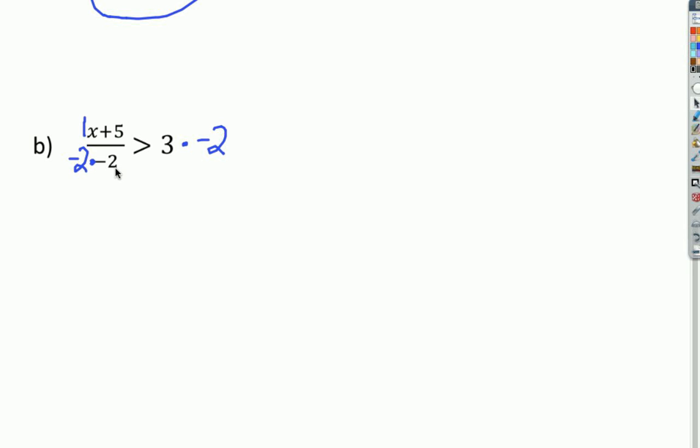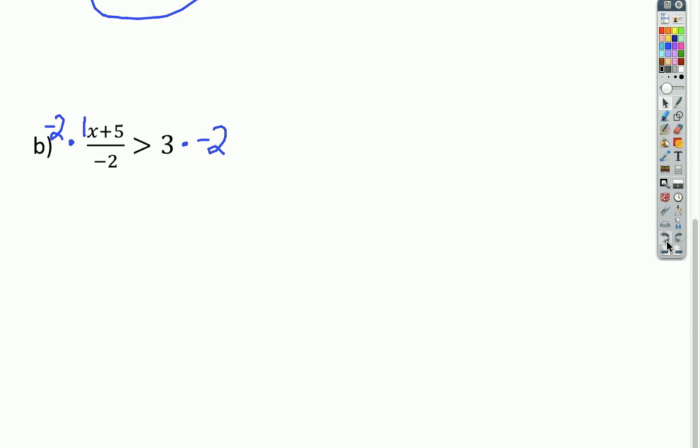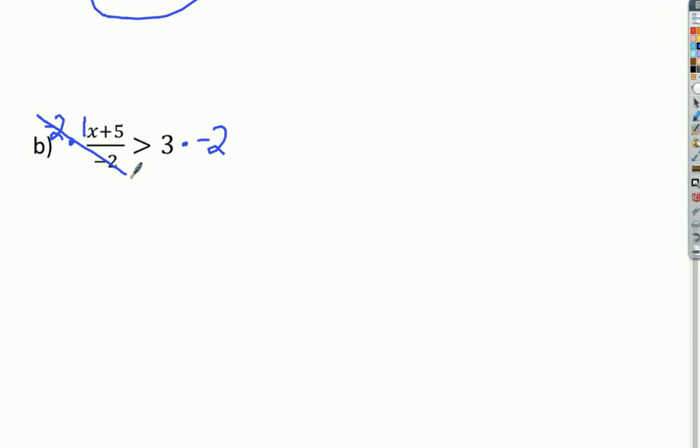How do I get it to cancel out? I get it to cancel out by multiplying the top. So you have to put the -2 on top. That's what does the canceling. This cancels that now that it's on top. And we're left with x plus 5 is greater than -6.